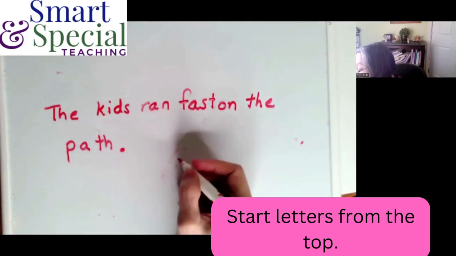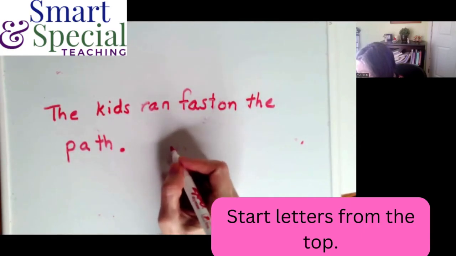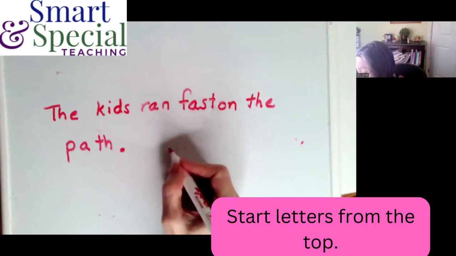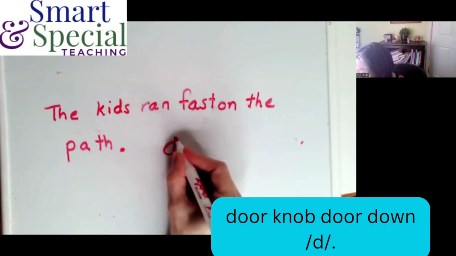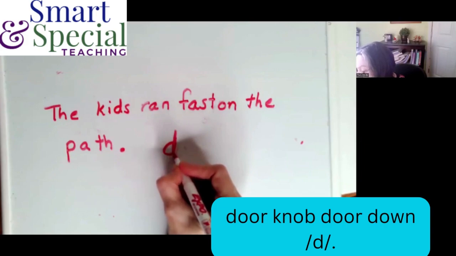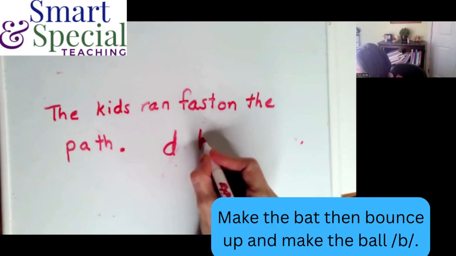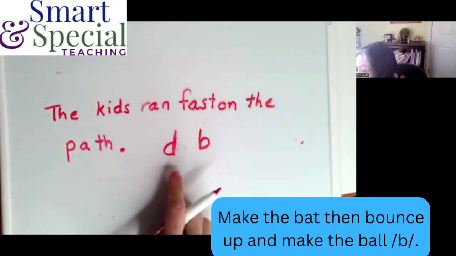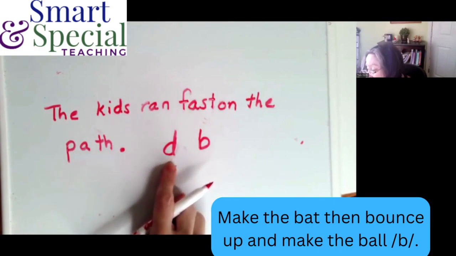And the letters like D and B that are confused all the time, the very thing that helps them not confuse the letters is to make them differently. With the D, we always do the doorknob first, the door, and then down. With the B, we always do the bat first, bounce back up, and make the ball. If you have your student make the D and the B correctly each time, it will help them with that motor muscle memory to not get those confused. So that's just a little tip when your students are writing D's and B's.